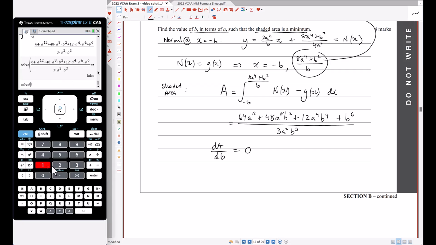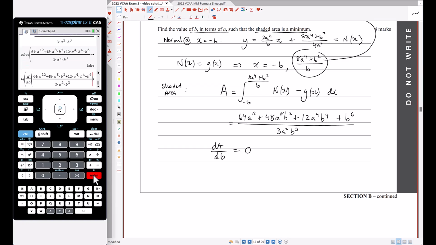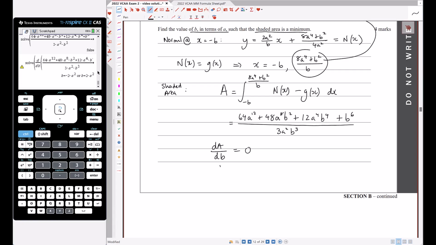So let's solve the derivative with respect to b of this, which is our shaded area expression. Let's solve that equal to 0 for b. Okay, and we get b equals plus or minus 2a squared. But let's just think about whether it could be both of those.